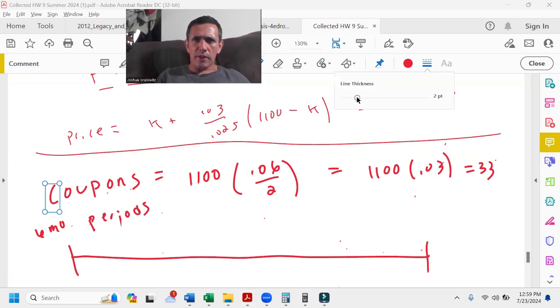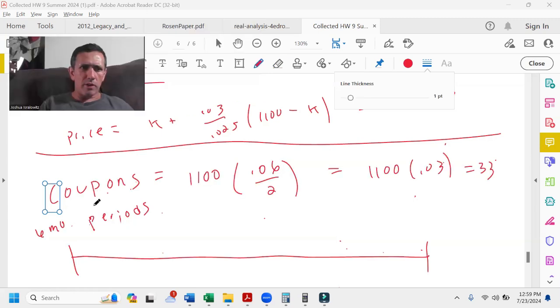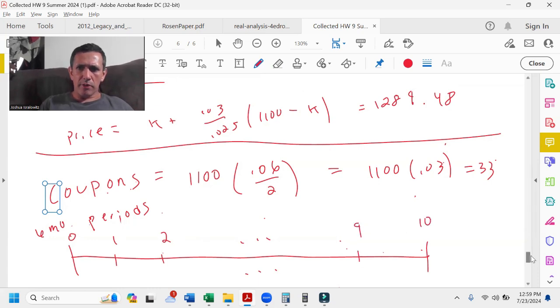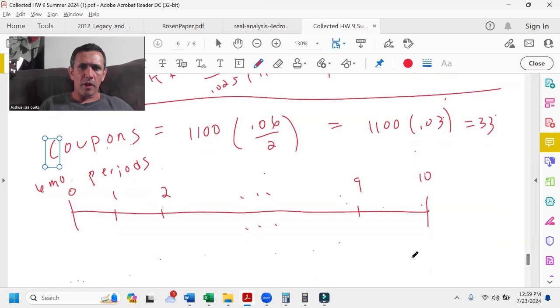It's a little thick. Let me make this a little skinnier. There we go. All right, so one. This is a 5-year period. Sorry, I have 10 6-month periods because it's a 5-year time diagram.